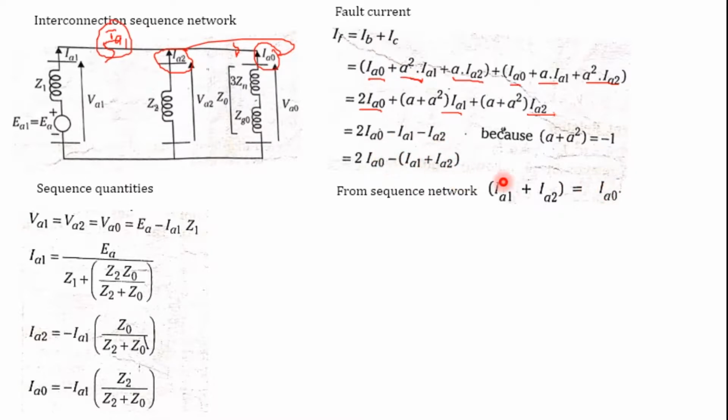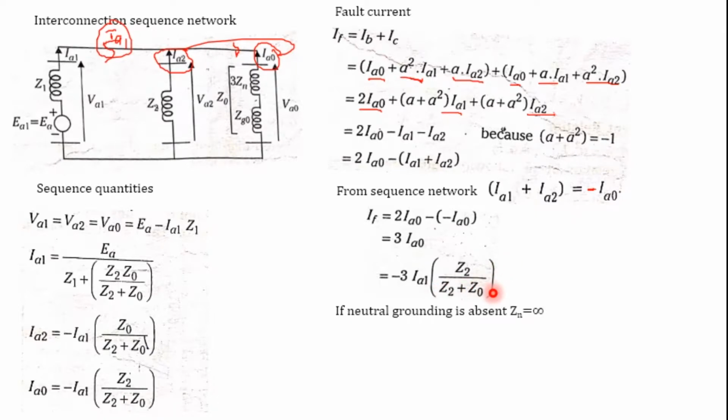It is the value of not the plus, this is the value of minus IA0. So this equation can be written as minus of minus, which goes to plus, so we will get 3 times IA0. So what is IA0? From this equation, IA0 is equal to minus IA1 into Z2 divided by Z2 plus Z0.